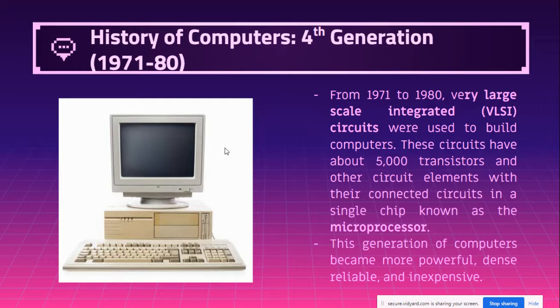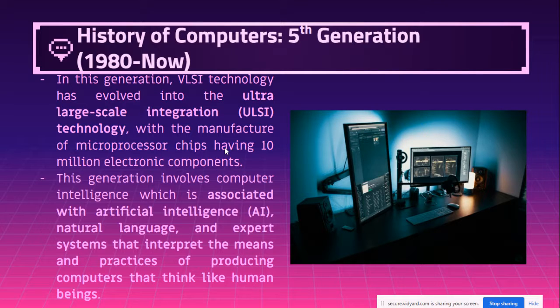So during this time, we still have no cell phones and all that stuff. So audio and video appliances were really something that is advanced during that time. So the generation of computers became more powerful, dense, reliable, and inexpensive. So let's go to the last generation, which is our generation as well, which is the fifth generation.